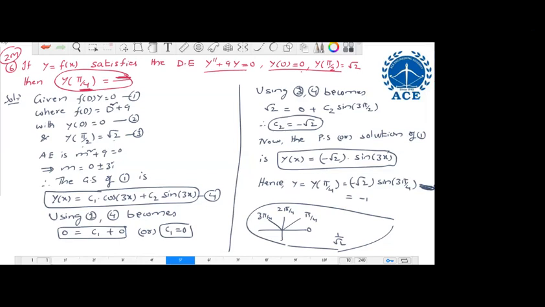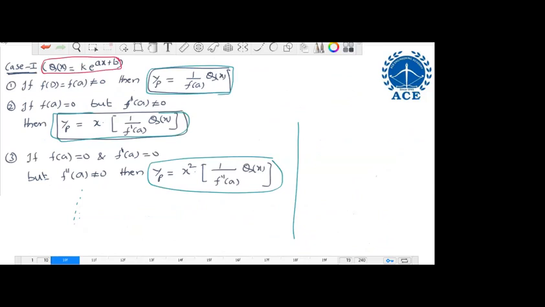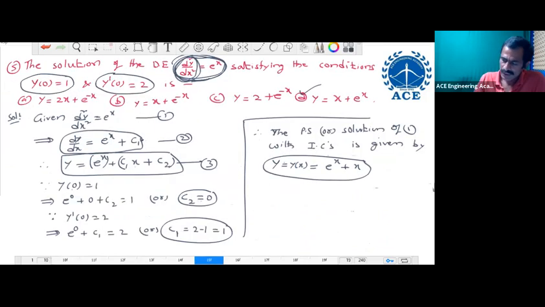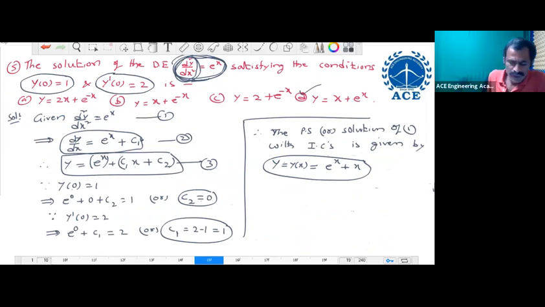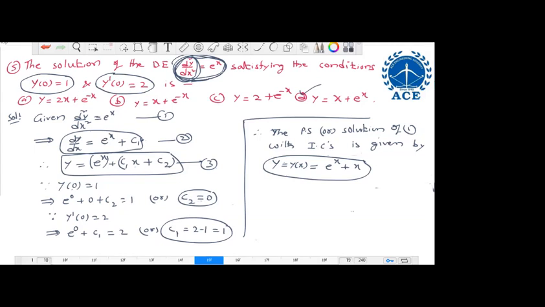Okay, sir. Sir, 15F. Here we can solve the answer by direct verification of options, no, sir? Using conditions also we can verify. Using one condition, if it is possible to choose the answer, we can choose. If not possible, we can use the other condition, the y dash condition. Yes, sir. Okay, thank you, sir.